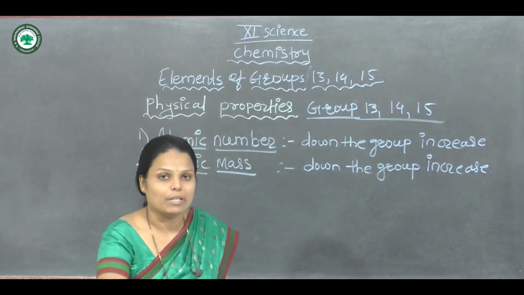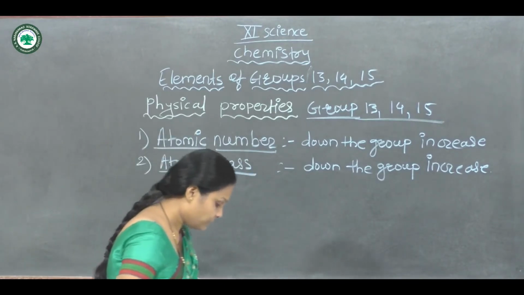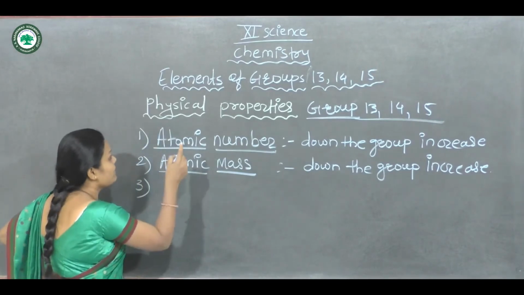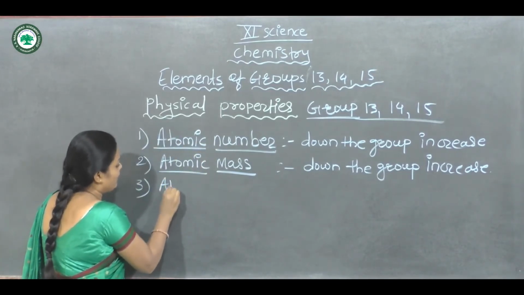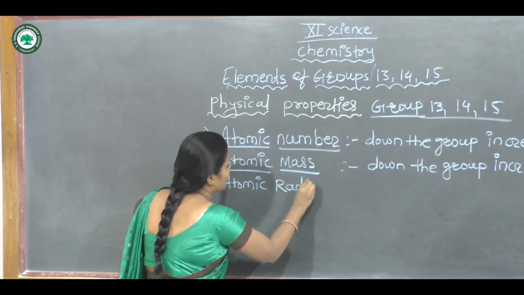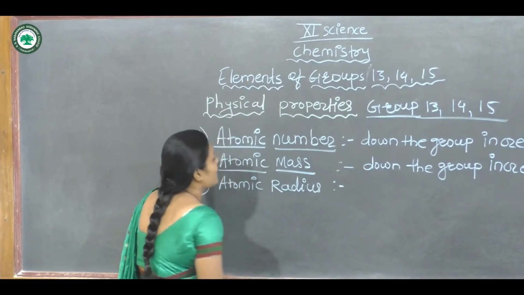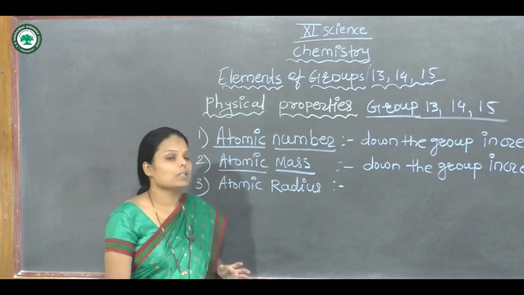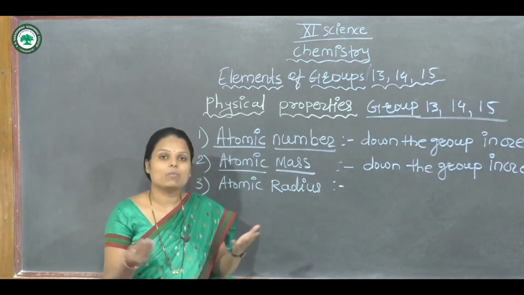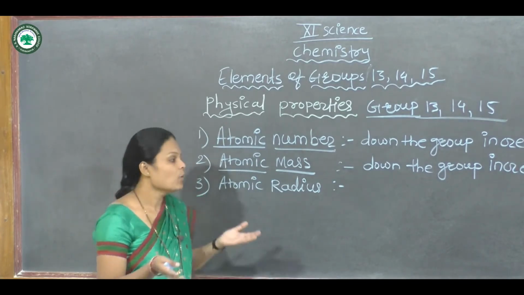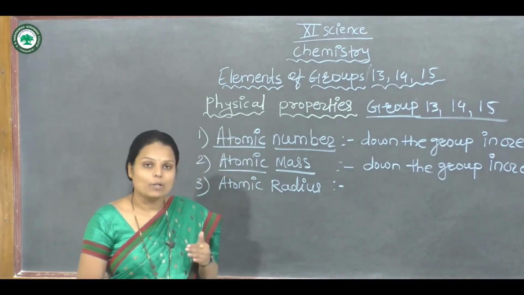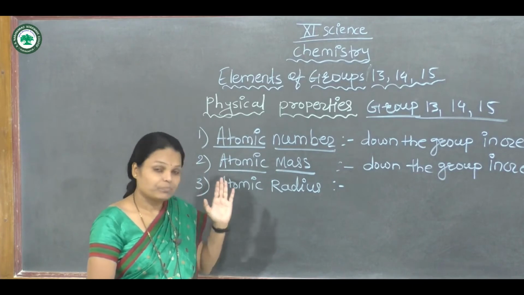Now the next property is atomic radius. The third property, it's a physical property. Atomic radius, atomic mass and atomic number. In the periodic table, we also know what is meant by atomic number, what is meant by atomic mass and atomic radius. In this lecture, we only discuss the values of all of these properties.